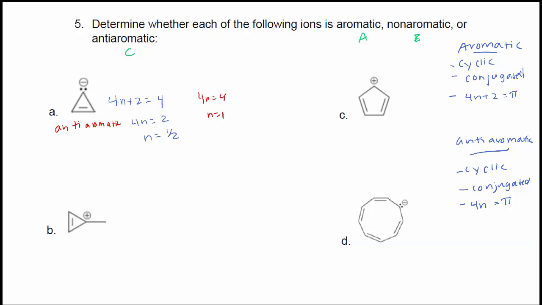Okay, so this one is a little bit tricky. It is cyclic. And if you're looking at the conjugation here, the empty orbitals or orbitals with a negative pair of electrons in there are still considered p orbitals. So this one still has a p orbital. So it is conjugated, and it has one pair of electrons, or an odd number. So you can use odd. This one is aromatic. That one's kind of a tricky one. All right, what about C?